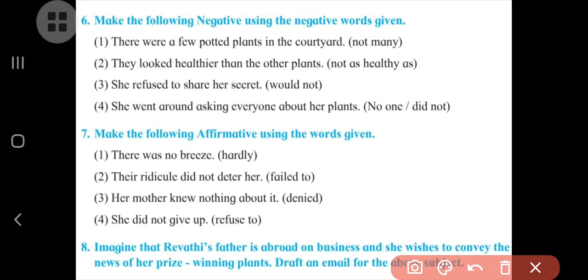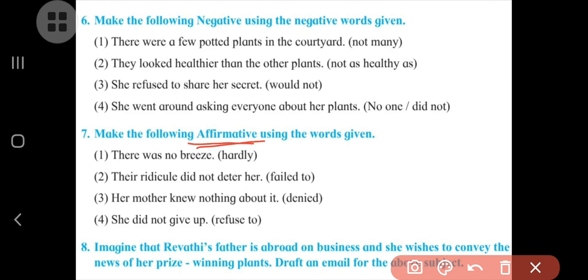Now we will turn toward the seventh activity. Make the following affirmative using the word given. Here affirmative sentences were given and we learned how to convert them into negative. Now here negative sentences are given, so you can identify how they are negative: no, did not, nothing, right? These words convey the negative meaning, therefore they are negative, and we have to convert them into affirmative.